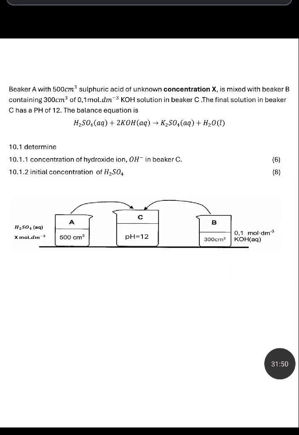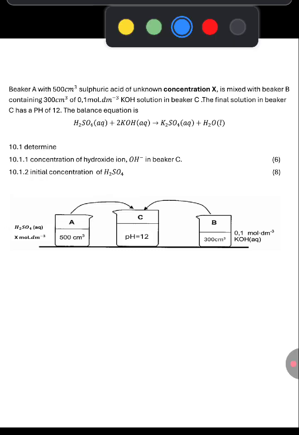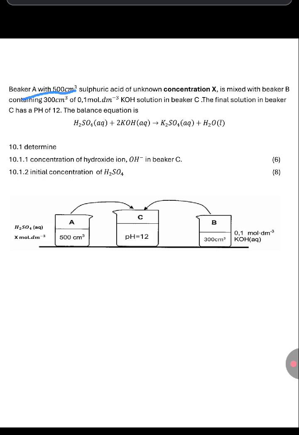All right, let's look at another question. What does it say, this one? They tell us that a beaker with 500 cubic centimeters of sulfuric acid of unknown concentration is mixed with a beaker containing 300 cubic centimeters of 0.1 M KOH, which is our acid, which is our base, right? They say the final solution in beaker C has got a pH of 12. So we now have a pH of 12.